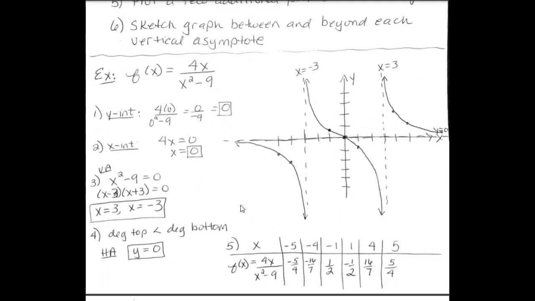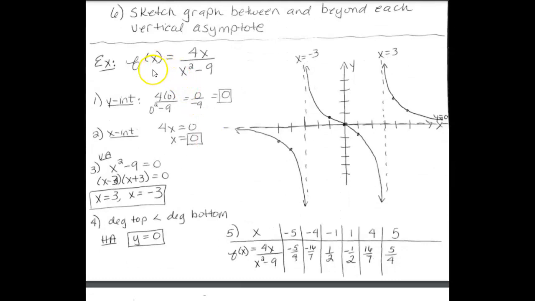All right, so this first example, we're going to walk through these steps. F of x equals 4x divided by x squared minus 9. Remember, when you get to the graphing, they are assuming that it's already in simplest form, so there should be no cancellations. In other words, no holes to worry about.